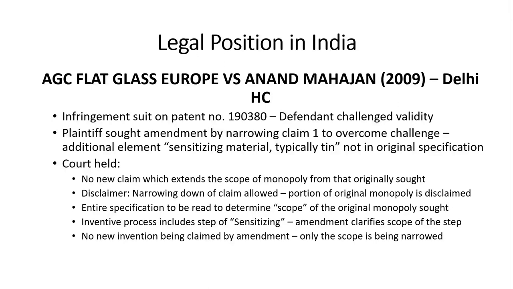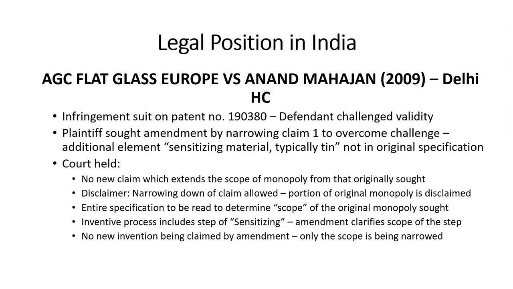And as I said, this was being done in view of a prior art that was existing and that was cited by the defendant in the validity challenge. The amendment was challenged by the defendant on the grounds that it is not allowed under Section 59. In this respect, the court analyzed the provisions of Section 57 and Section 59 and held that no new claim would be allowed which extends the scope of monopoly that was originally being sought for by the patentee.